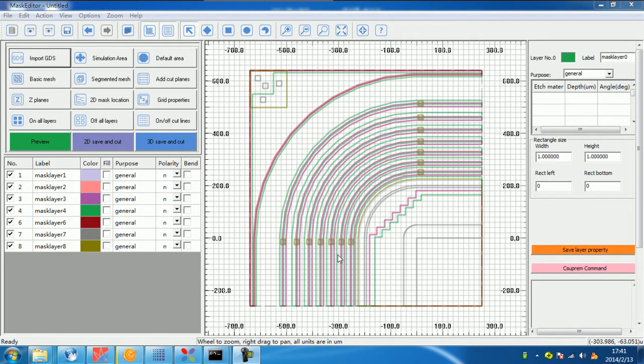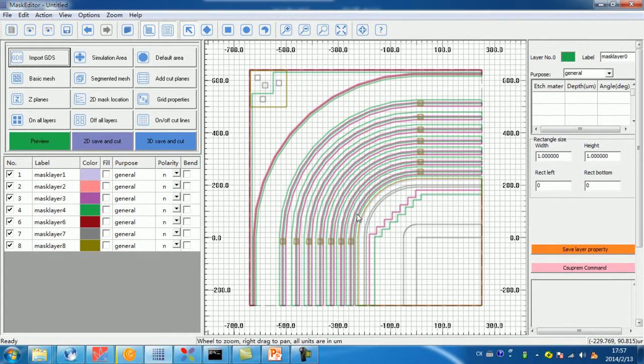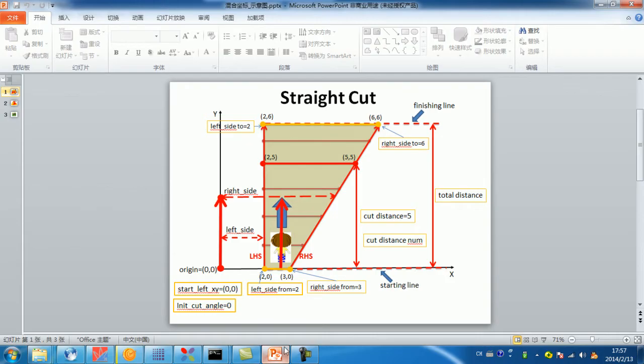So we developed a new method, mixed cylindrical cut, to define cut lengths for this kind of structure. Okay, I will introduce how to define cut lengths by mixed cylindrical cut. There are two methods here. The first one is straight cut.